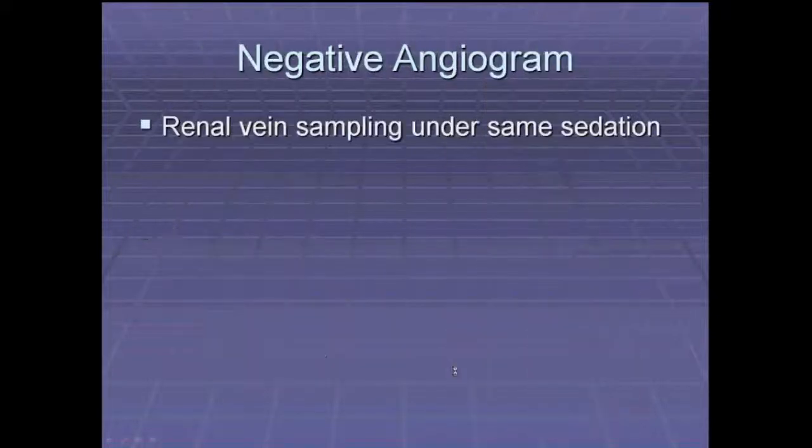All right? So what about a negative angiogram? After a negative angiogram, like I said, I'll proceed on with renal vein sampling. I really want to do this to make sure that I've given the child every effort prior to giving them a diagnosis of essential hypertension. It's done under the same sedation, right?